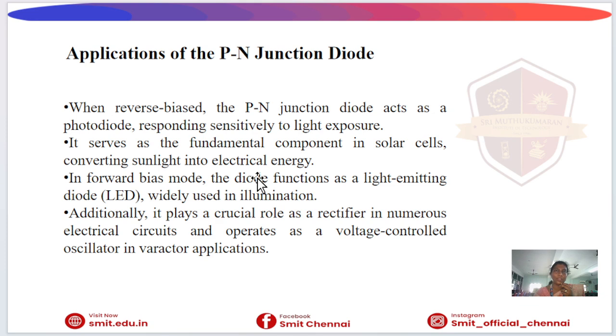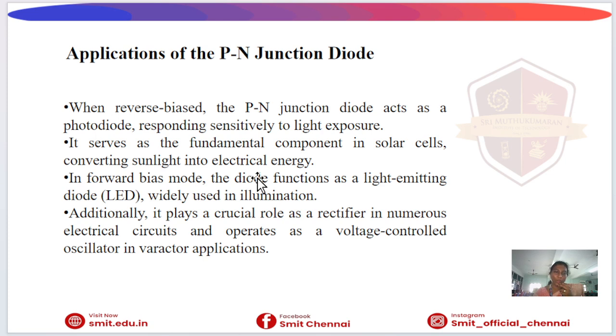In reverse bias, the external electric field and internal electric field act in the same direction. So the barrier potential increases and the depletion region widens. The charge carriers cannot cross the junction. The depletion region becomes wider, the barrier potential increases, and the majority carriers are blocked. So only a tiny current flows. This current is called the reverse saturation current.